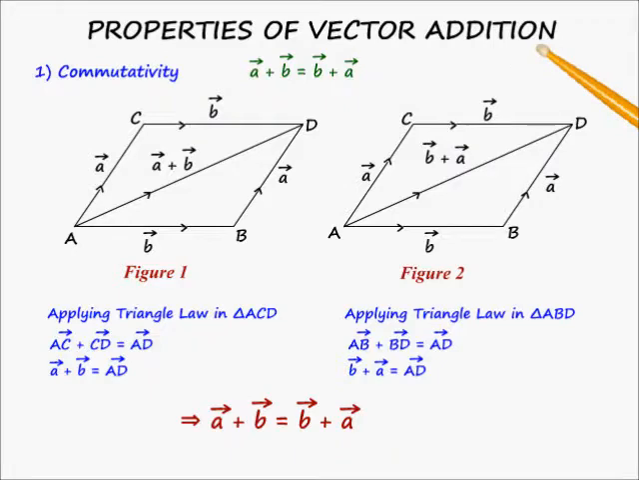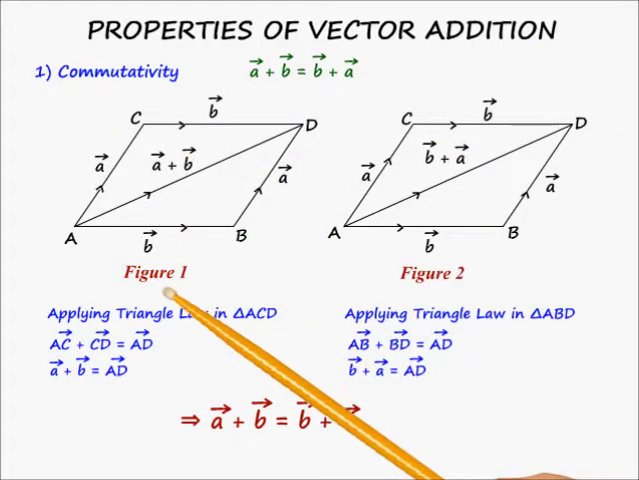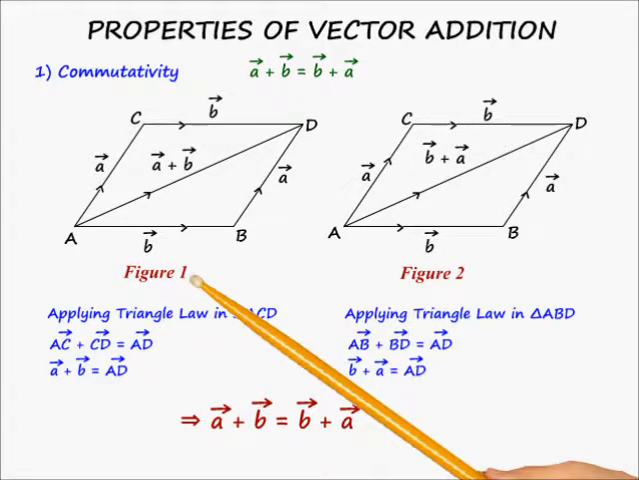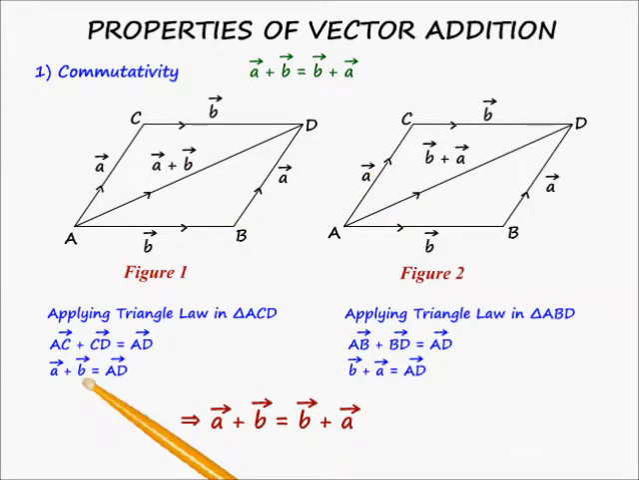Properties of vector addition. Commutativity. To prove commutativity, we draw the parallelogram like this. In figure 1, we apply triangle law for triangle ACD. What we get is A plus B equal to AD. In figure 2, we apply triangle law for triangle ABD. What we get is B plus A equal to AD. This implies that A plus B equal to B plus A.